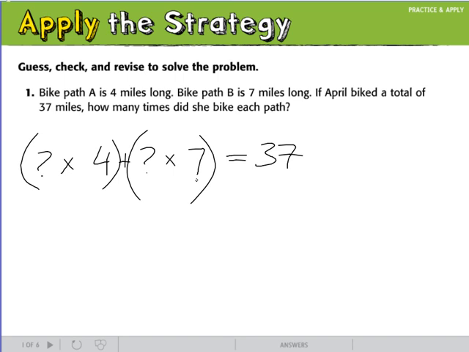What's 7 plus 4? 11. So we know that it's going to be more than one time on each one, right? But now, we know that we're not going to be over 10 because 10 times 4 is going to be 40 and 10 times 7 is 70. So we're going to have a small number.